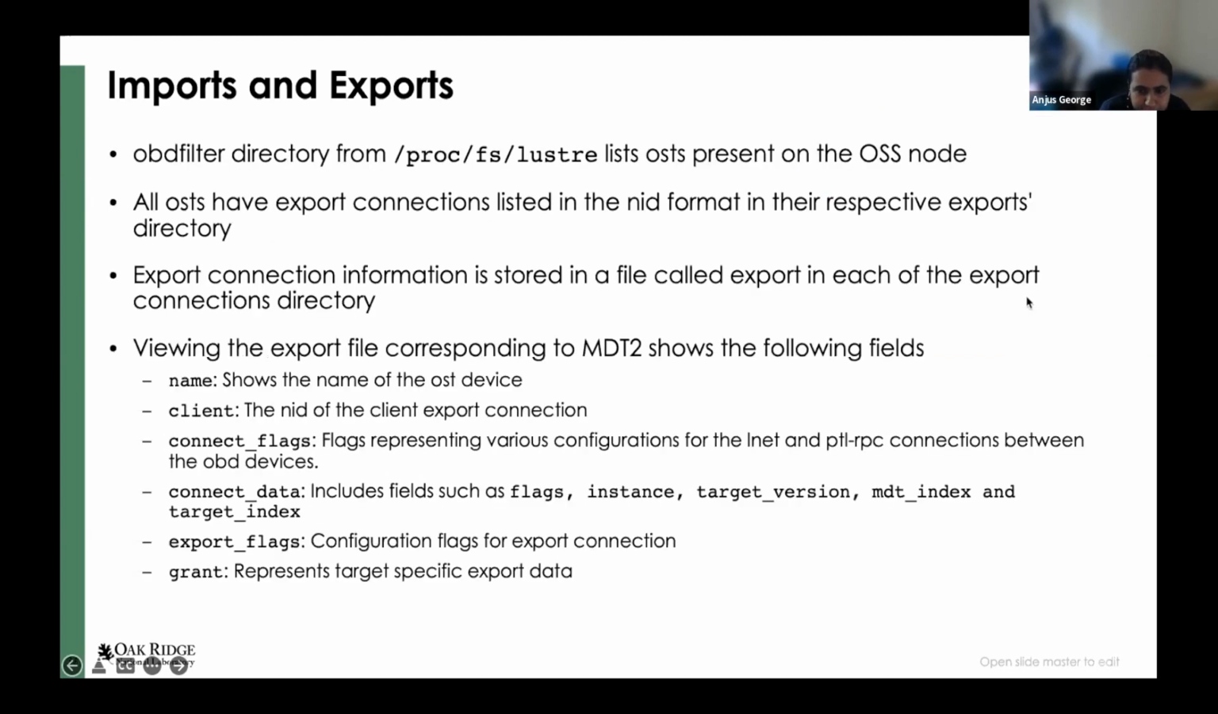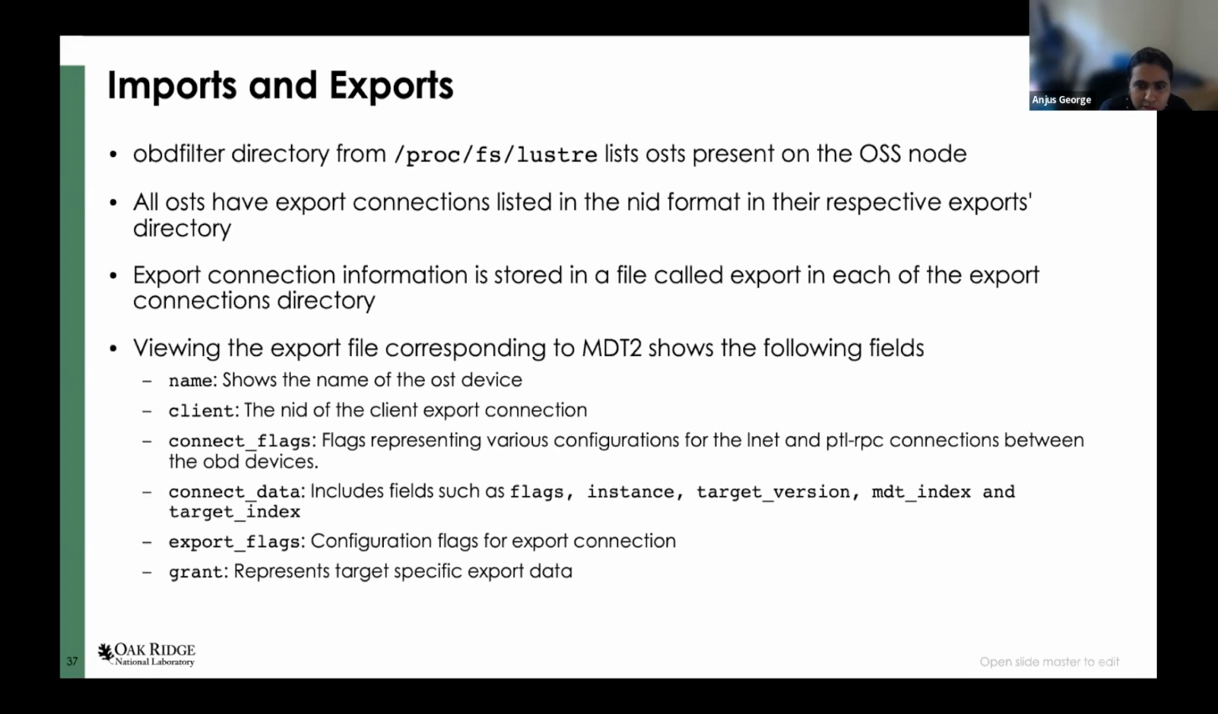The OBD filter directory from procfs Lustre lists the OSTs present on the OSS node. All of these OSTs have their export connections listed in the NID format in their respective exports directory. Export connection information is stored in a file called export in each of the export connection directories. Viewing the export file corresponding to MDT2 shows the following fields.